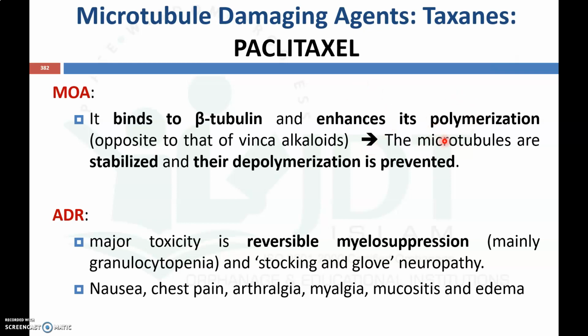So by enhancing polymerization, the microtubules are stabilized and their depolymerization is prevented. After the separation, the microtubules have to be depolymerized, but that process will be prevented in case of paclitaxel. The major adverse drug reactions are reversible myelosuppression, stocking and glove neuropathy, nausea, chest pain, arthralgia, myalgia, mucositis, and edema.